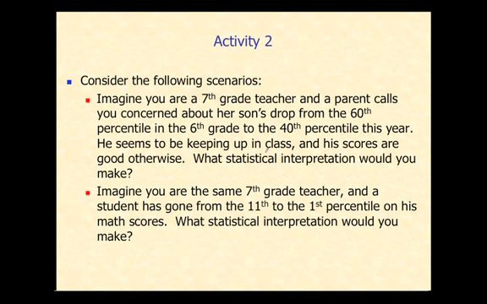Imagine that you had the same 7th grader, and he went from the 11th to the 1st percentile on his math scores. What statistical interpretation would you make there? So, are they each relatively important, or is one more important than another? And how would you explain that? How would you talk about it?